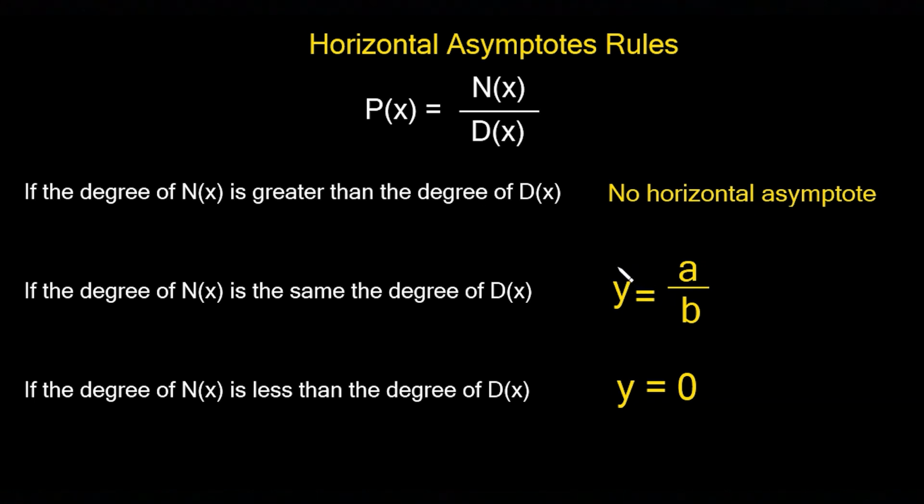And then the third rule: if the degree of n of x is less than the degree of d of x, you'll have a horizontal asymptote at y equal to 0, okay? So why don't we go ahead and try three examples covering all three rules here, okay? Let's take a look at our first one.